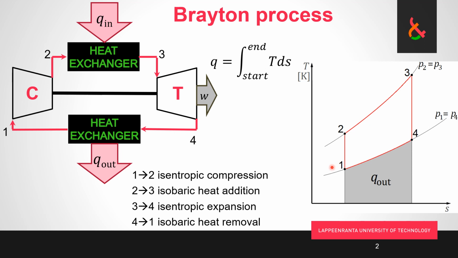And what that means is that the difference between the added and removed heat, when we have ideal isentropic compression and expansion, so we move straight up in compression and straight down in expansion, then everything in between, inside of this curve, has to be the specific net work.